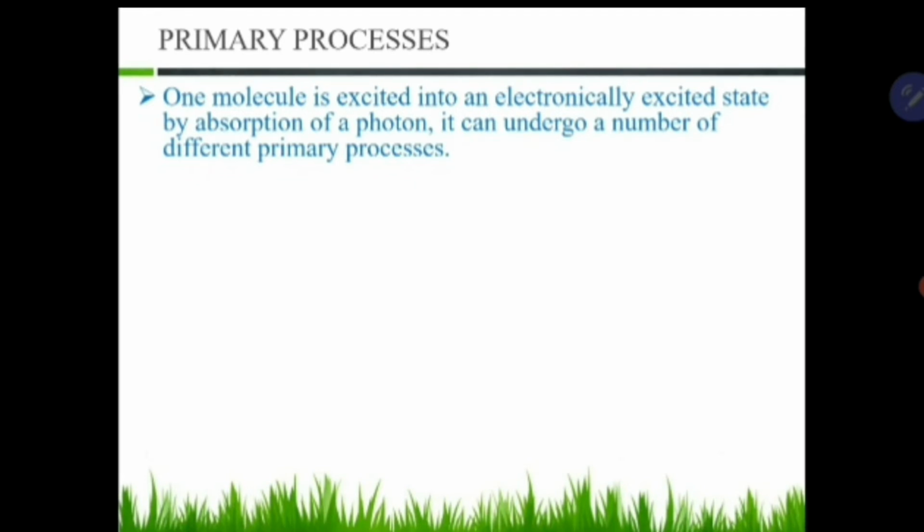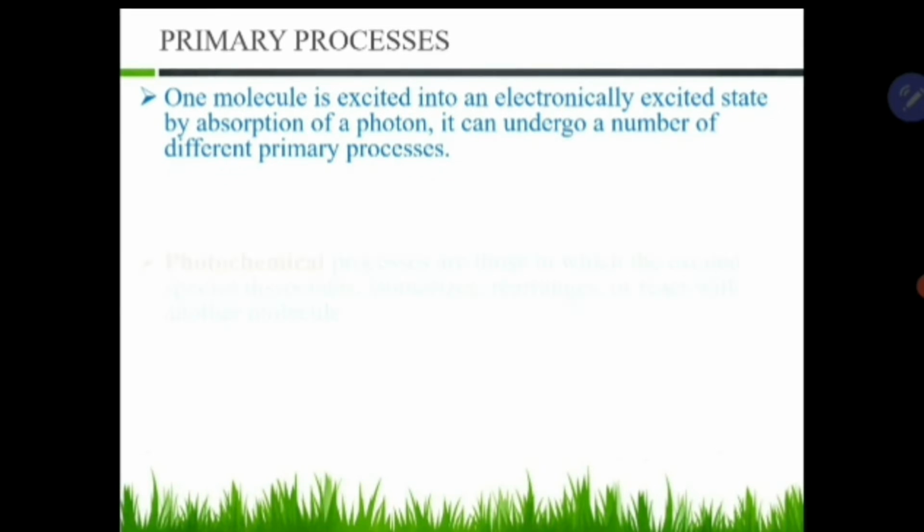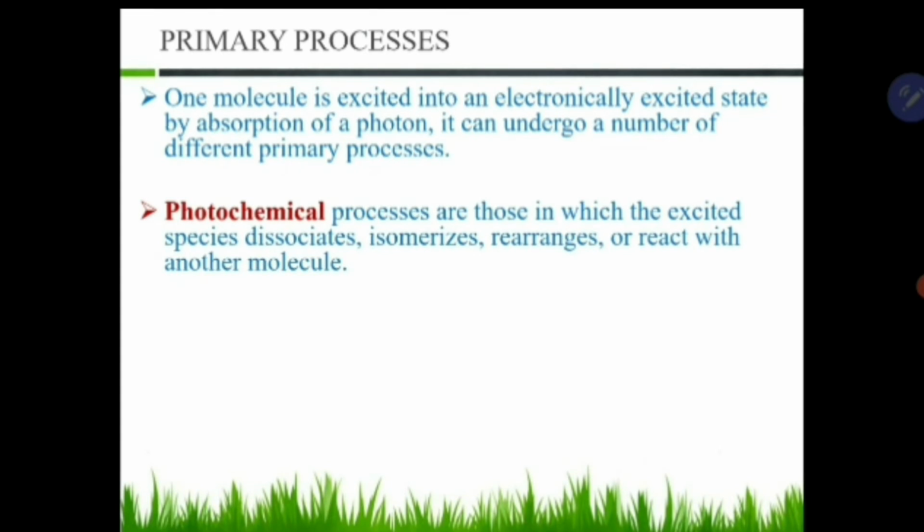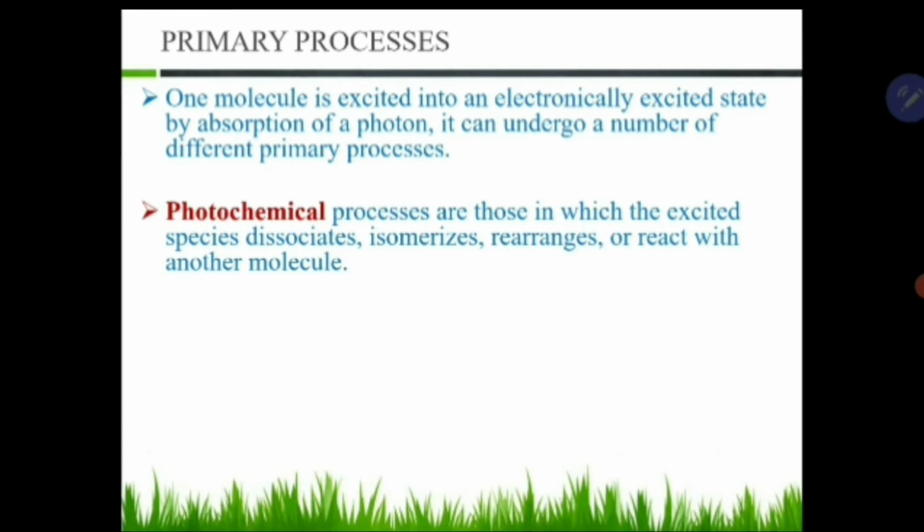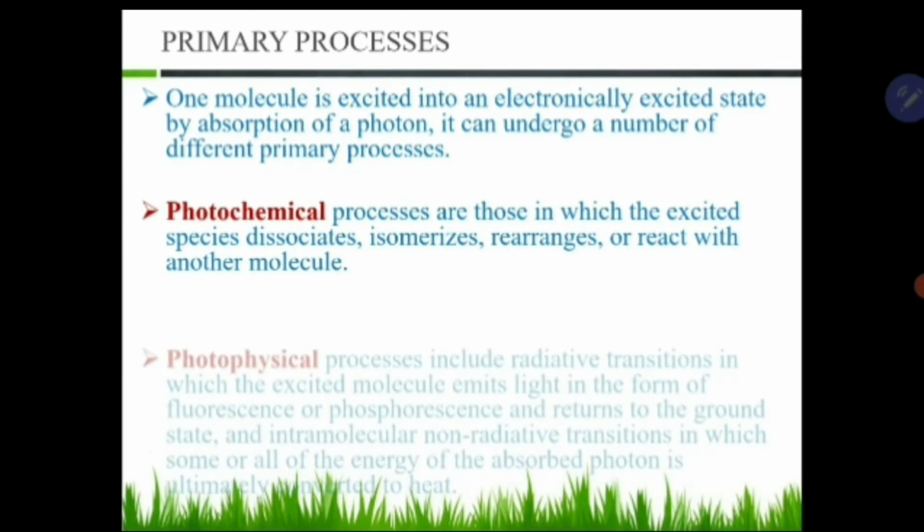Primary process. A molecule is excited into an electronically excited state by absorption of a photon. It can undergo a number of different primary processes. These are the basics you must know. One is photochemical. These are processes in which the excited species dissociates, isomerizes, rearranges or reacts with another molecule, and it will give a product which is stable.